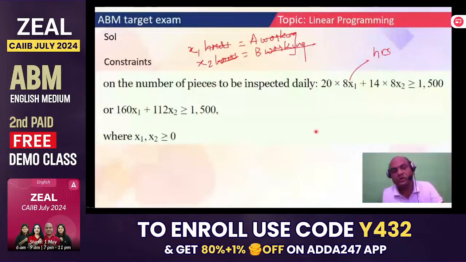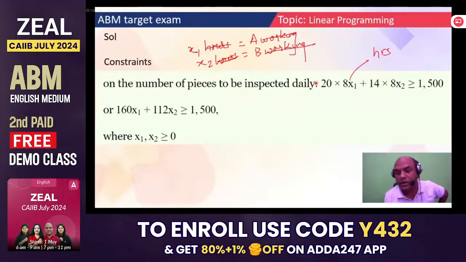If they ask you the constraint equation, this can be another question. 20 into 8. Why 8? Because 8 hours. This arrow is towards hours, X1 inspectors, and 20 pieces. So pieces inspected daily are what? 20 into X1 for 1 hour into 8 plus 14 into X2 into 8. This much is my total pieces which are inspected.